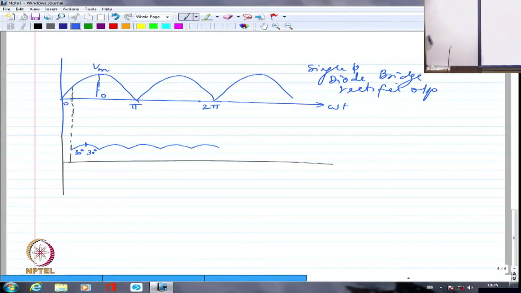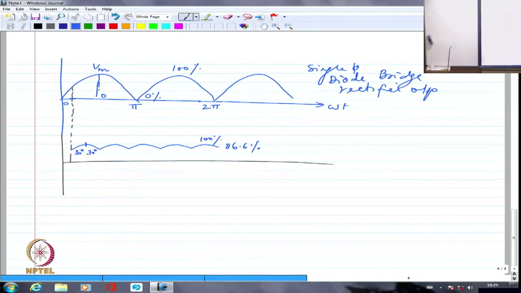How much is sine 60? Root 3 by 2. So the ripple will only be from root 3 by 2 to 1 times Vm. Root 3 by 2 is 86.6%. So the ripple is going to be from 86.6% to 100%, whereas the ripple here is from 0% to 100%. What I mean by ripple is the maximum and minimum, the difference between the two, that is called the ripple that is present in any DC voltage.